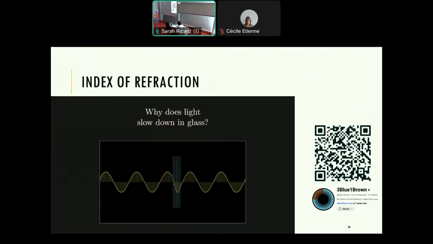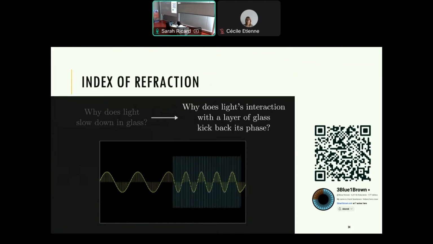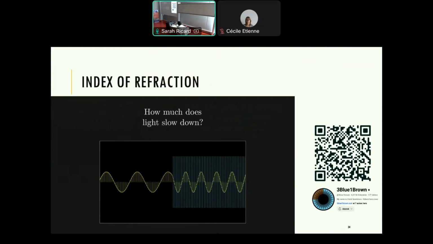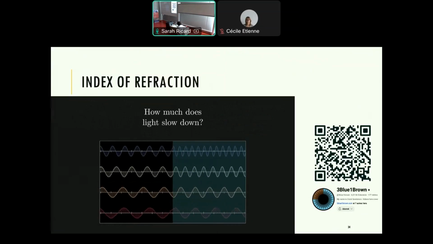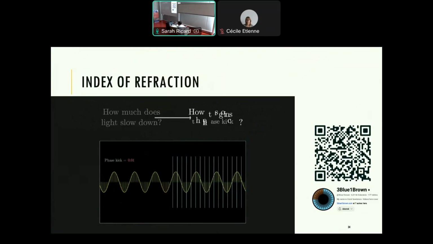This right here is the first key idea with the index of refraction. Instead of asking, why does light slow down in glass? What we really need to ask is, why does its interaction with a single layer of that glass cause a kickback to the phase of the wave? And then when we want to get quantitative and understand exactly how much the light slows down, which is critical for understanding why it depends on color, instead the real question is, how strong is that phase kick?